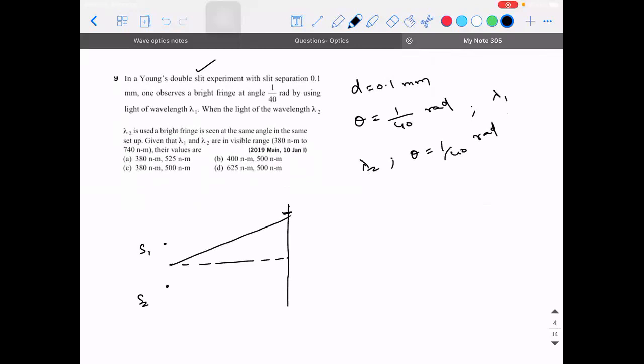So in the first case, let's say the third bright fringe is formed at a particular point, and using wavelength lambda 2 you are getting a fifth bright fringe. You don't know, but the angle is the same in both cases. Now what are they asking? We know only one fact, that lambda 1 and lambda 2 lie between 380 nanometer and 740 nanometer. We need to find their values. How do we proceed?